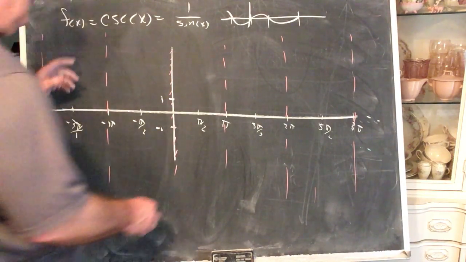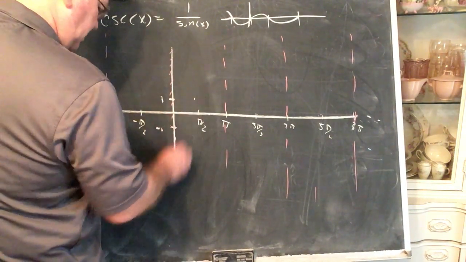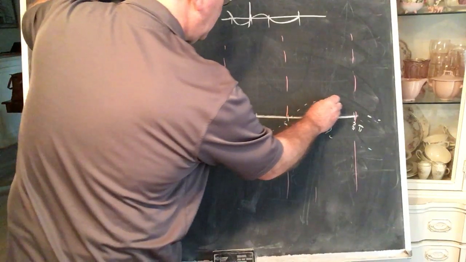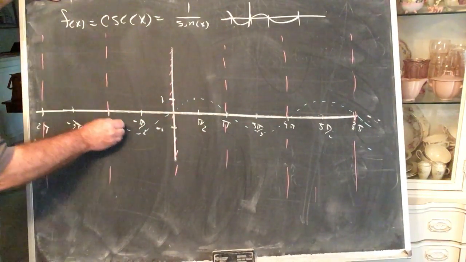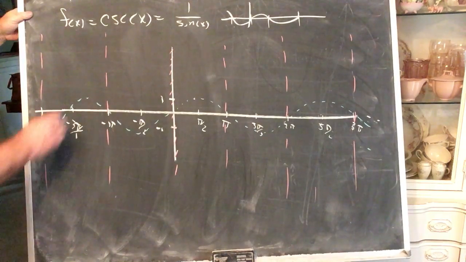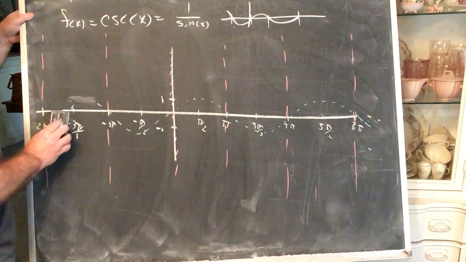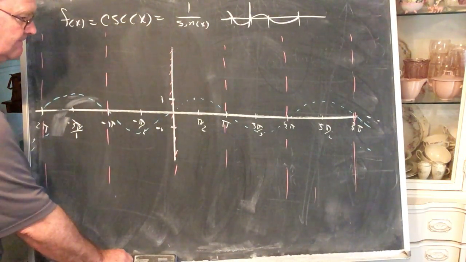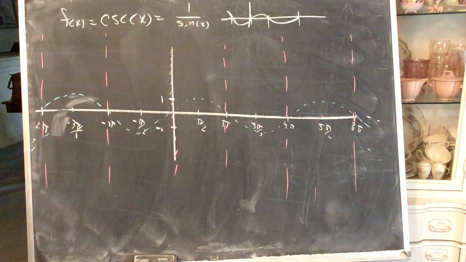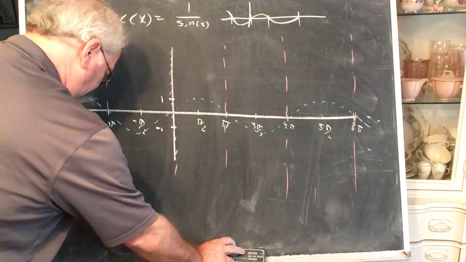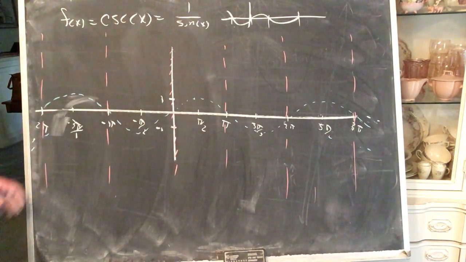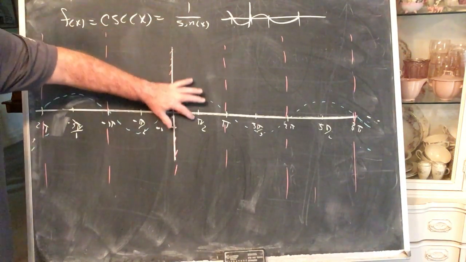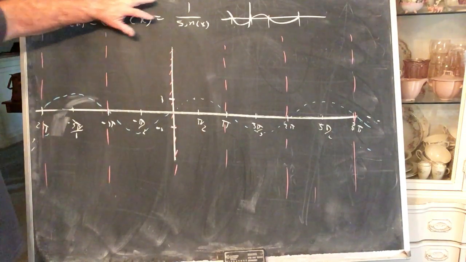And then, just like we did with secant and cosine, I'm going to sketch in, with a dotted line, the graph of the sine curve. Sorry, that's not right. There we go. And so now what do we have? Remember that at the peaks, that's where they coincide. The reciprocal of 1 is 1. So at pi over 2, sine is 1, so the reciprocal is still 1.